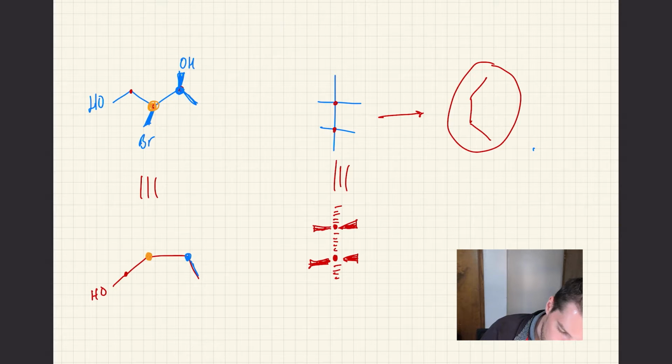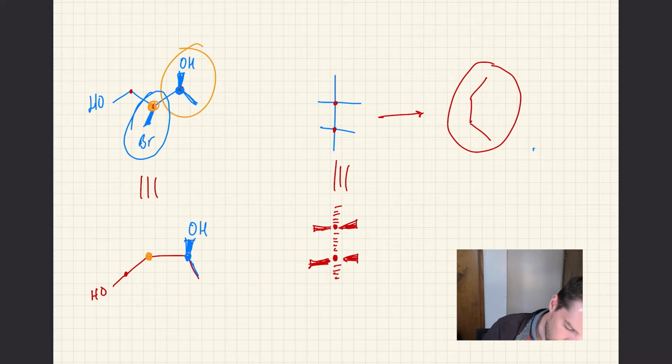All right. So this blue carbon right there, that one didn't change at all. So I still have an OH in the front. This one, on the other hand, when I flip this to the other side, that bromine gets kicked to the back. So this one actually looks like that.